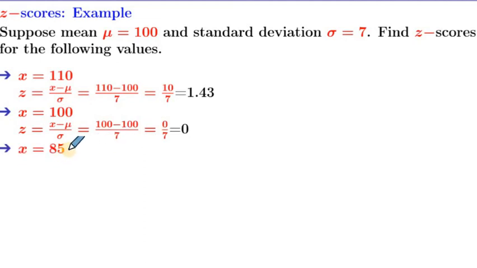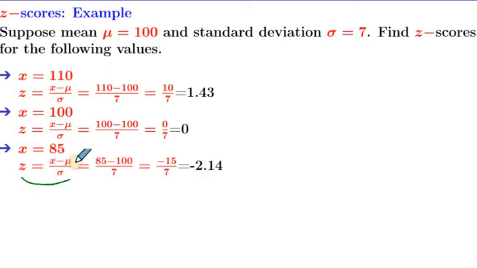Now let's find the z-score when x equals 85. Let's plug in these values in this formula. Our x is 85, our mean is 100, and our standard deviation is 7. So when we do this math, we get negative 15 over 7, which is equal to negative 2.14.